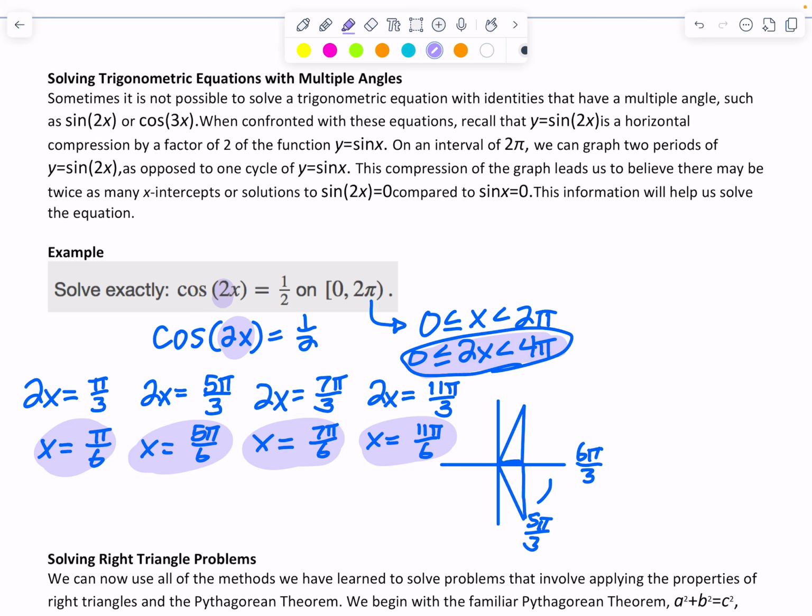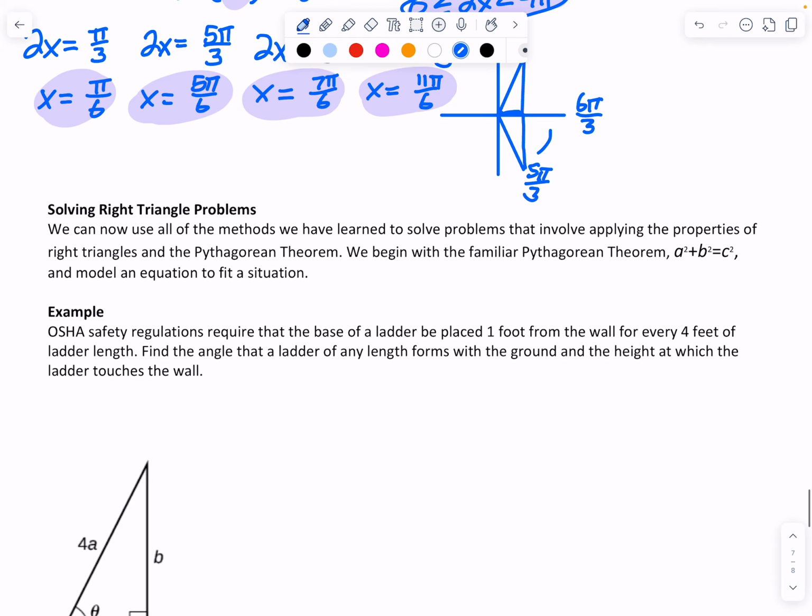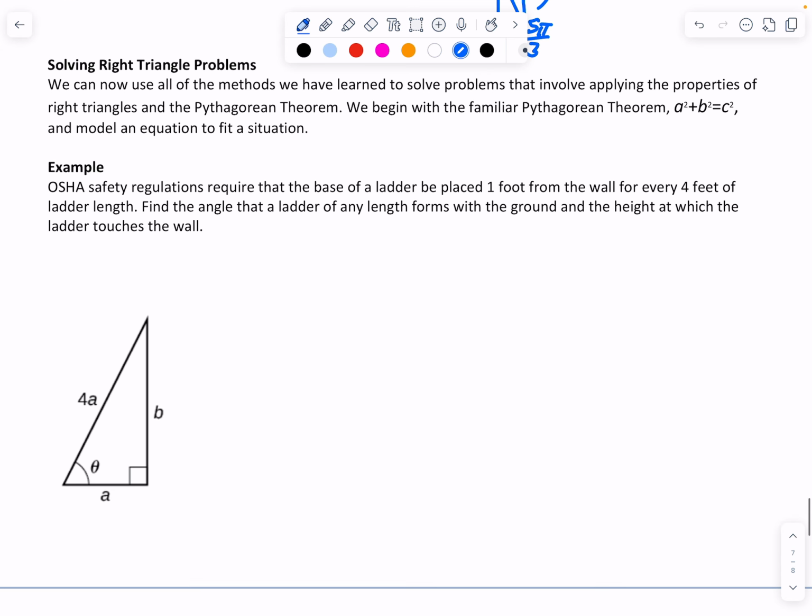Okay, our last one here is kind of a silly problem, but I want to show you how to use it. All right, OSHA safety regulations require that the base of a ladder be placed 1 foot from the wall for every 4 feet of ladder length. Find the angle that a ladder of any length forms with the ground and the height at which the ladder touches the wall. So notice that what they said OSHA was that for every 1 foot here, we're going to have 4 times that there. So that's why we have A, and then you just times it by 4 to get that length.